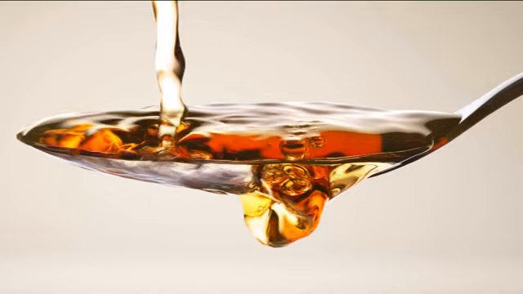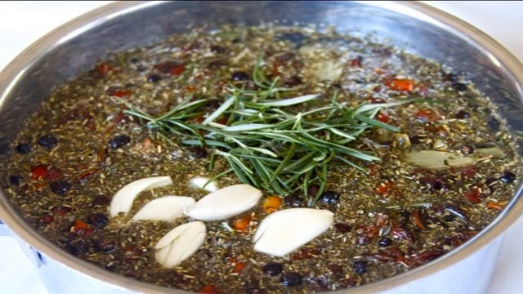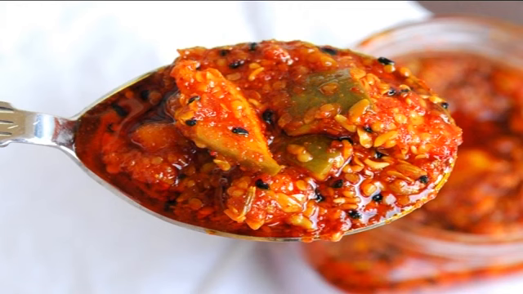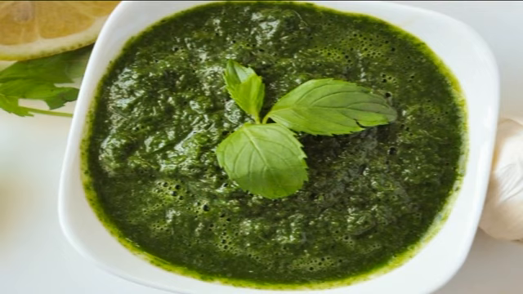Pickling. It is a process in which acids, that is vinegar or citric acid, spices and brine are used in combination, that is hurdle technology, which will be dealt with in part 2 of food preservation. This treatment lowers the pH and thus inhibits the growth of many microorganisms. It is more effective against yeast and bacteria than molds. About 20% vinegar, that is acetic acid, prevents the spoilage of most products. It is used in the preservation of pickles, sauces and chutney.